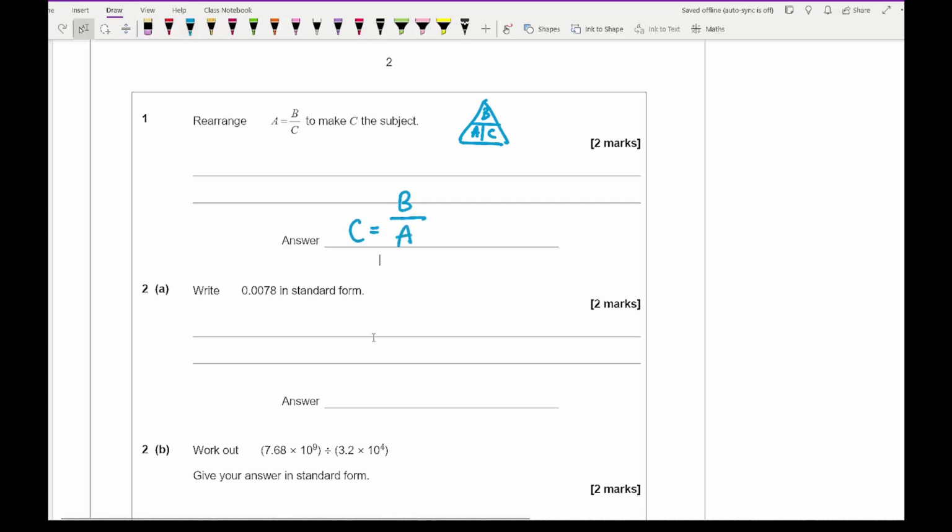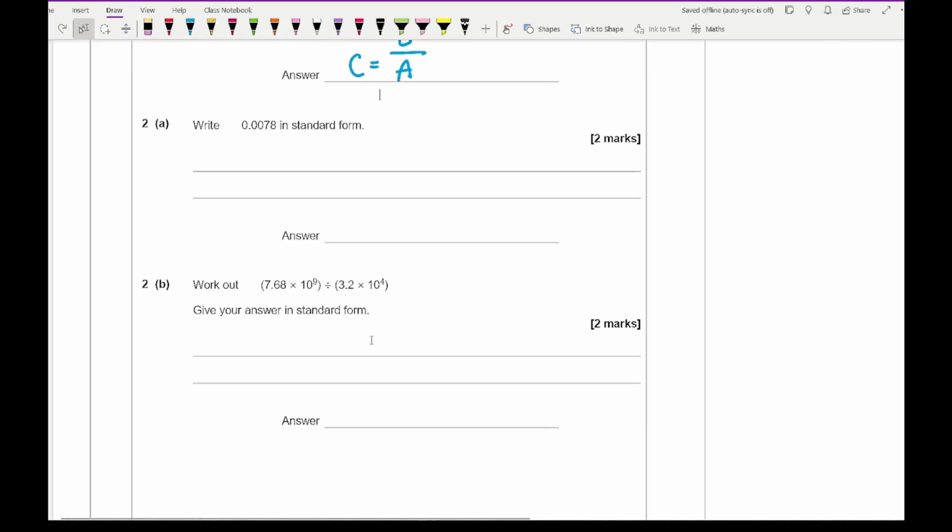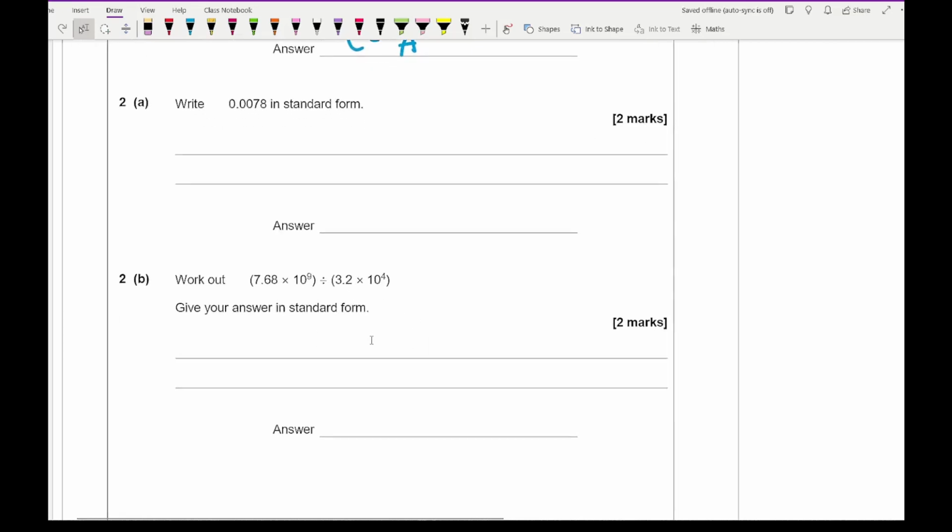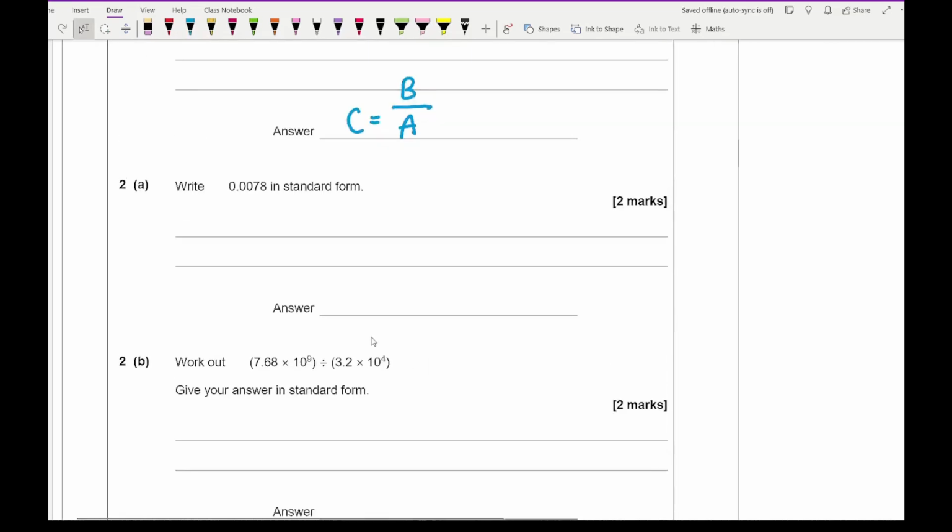For question 2, we want to write 0.00478 in standard form. So we write this as a number between 1 and 10, so that's going to be 7.8. And then I just then need to count the zeros at the front, which is 3, and it's a smaller number, so it's going to be 7.8 times 10 to the power of minus 3.